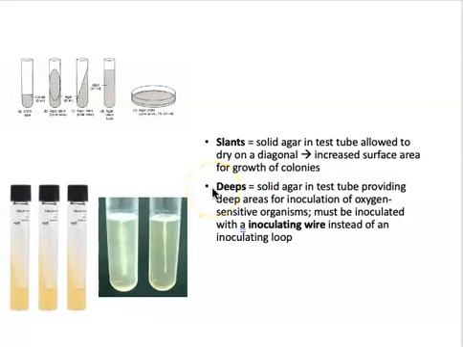Deeps are a little different. Deeps allow the agar in the test tube to simply harden in place, providing nice deep areas where we can inoculate cells into an oxygen-reduced area. We use an inoculating wire here to introduce the cells deep down into the agar. In comparison, we would use a regular inoculating loop to inoculate the surface of a slant.